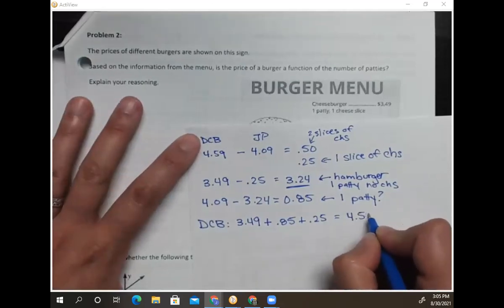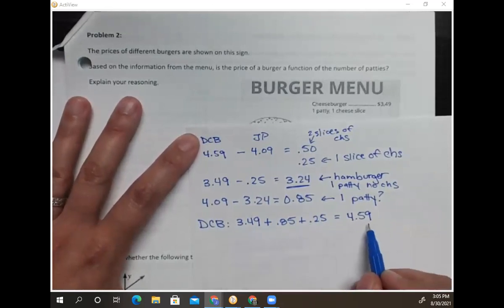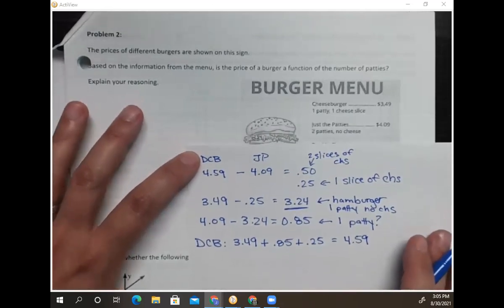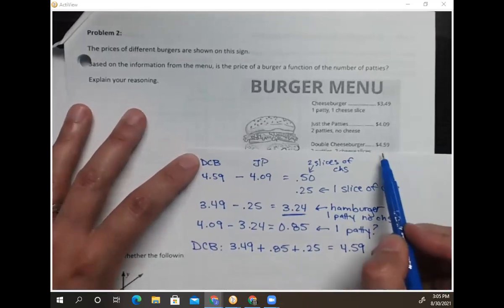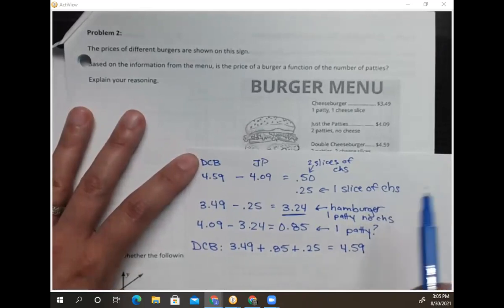$4.59. For my sort of self-created double cheeseburger, I would pay $4.59. The double cheeseburger on the menu, also $4.59. So for the same stuff, I would pay the same price.